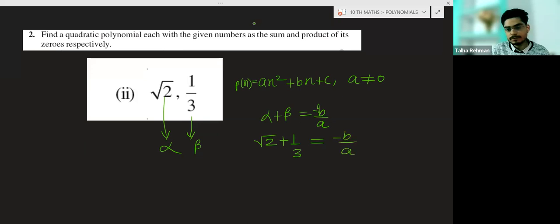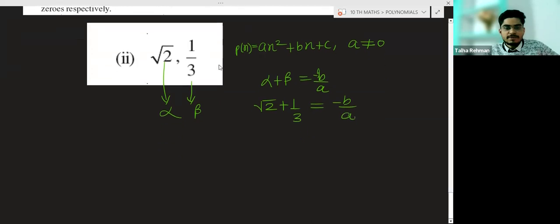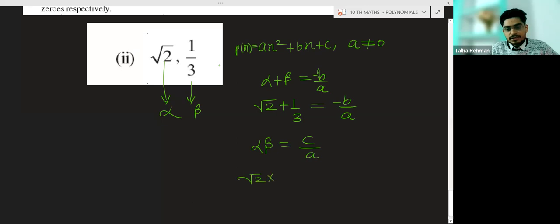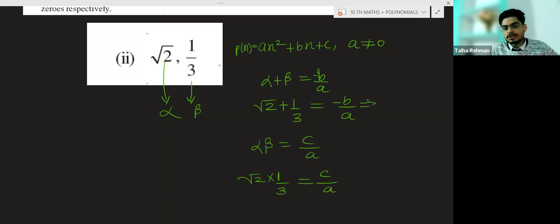Now it will be a problem. Alpha beta is equal to c by a. So alpha is √2, beta is 1 by 3, and this is equal to c divided by a. From this equation, we will get b is equal to minus of √2 plus 1 by 3.